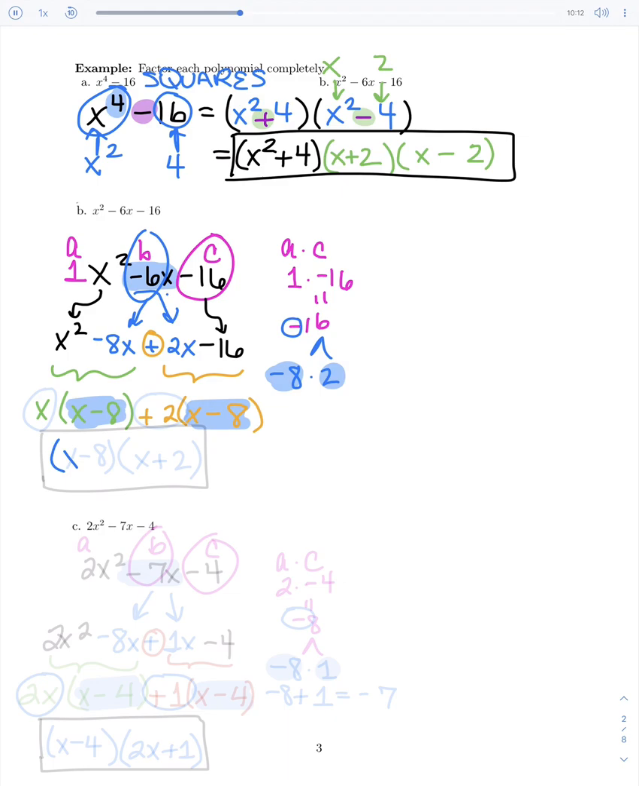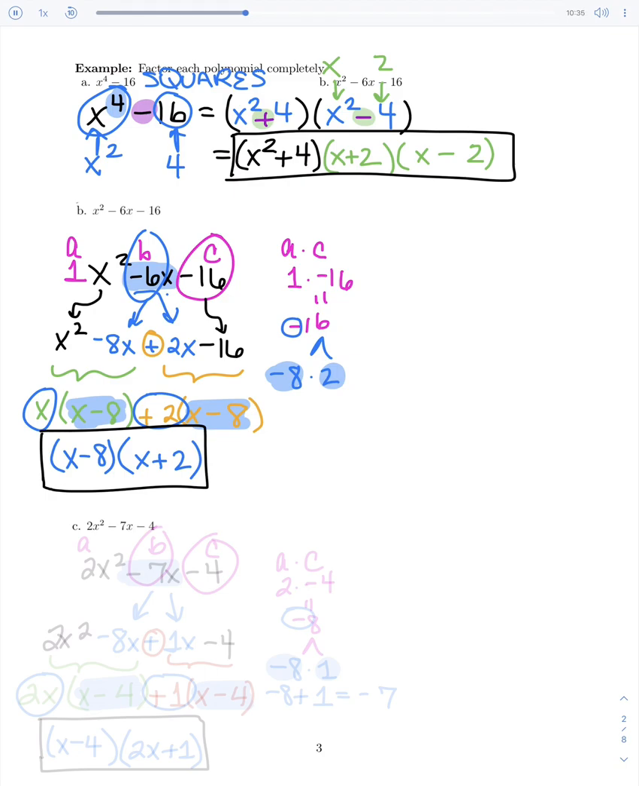So I can factor out the matching x minus 8, parentheses and all, which will leave me with leftovers going inside of their own set of parentheses as x plus 2. And that is it. That's our final answer for B, is an x minus 8 times an x plus 2.